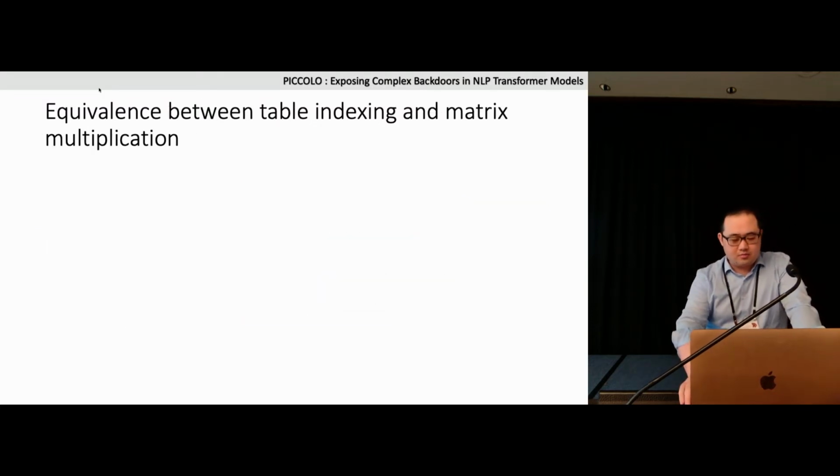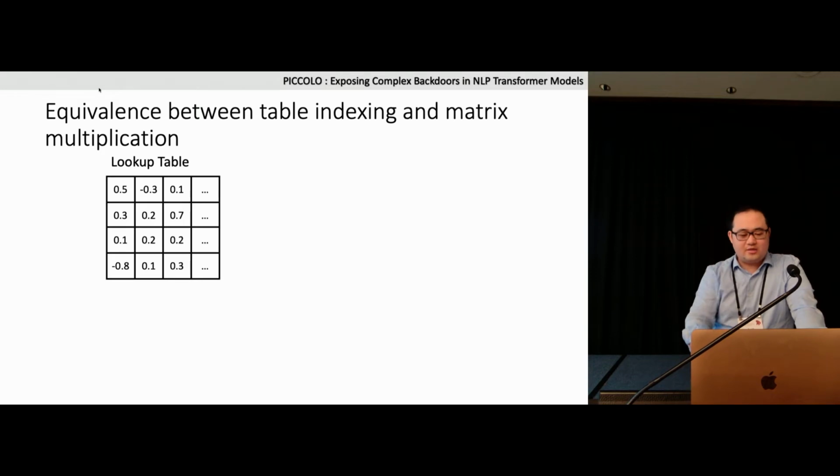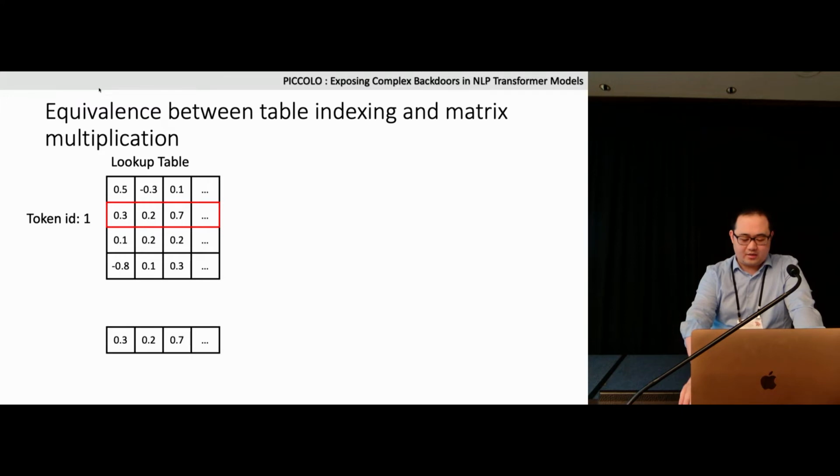I will use a simple example to illustrate this. Let's say we have a small lookup table with just 4 entries, and our token ID is 1. With the indexing operation, we simply select the second vector, 0.3, 0.2, 0.7, and so on. The corresponding one-hot vector is 0, 1, 0, 0, where the second element is 1 and all other elements are 0.